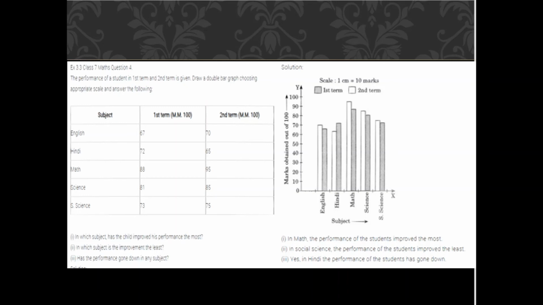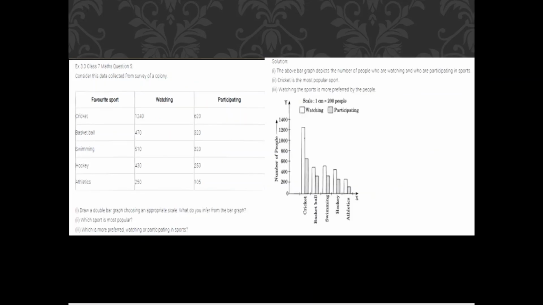And has the performance gone down in any subject? Yes, the performance in one subject has gone down. From the readings given in the table as well as from the graph, we will get this information. Moving to question number 5. Again, we have to draw the double bar graph for watching and participating for the favorite sport: cricket, basketball, swimming, hockey and athletics. And which sport is the most popular?